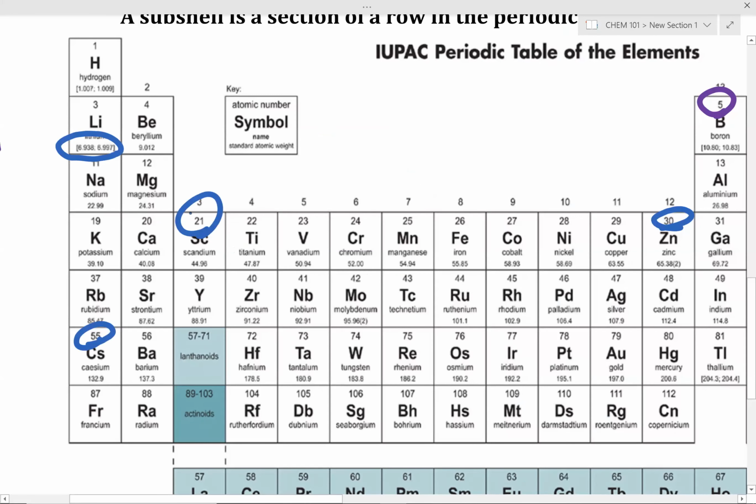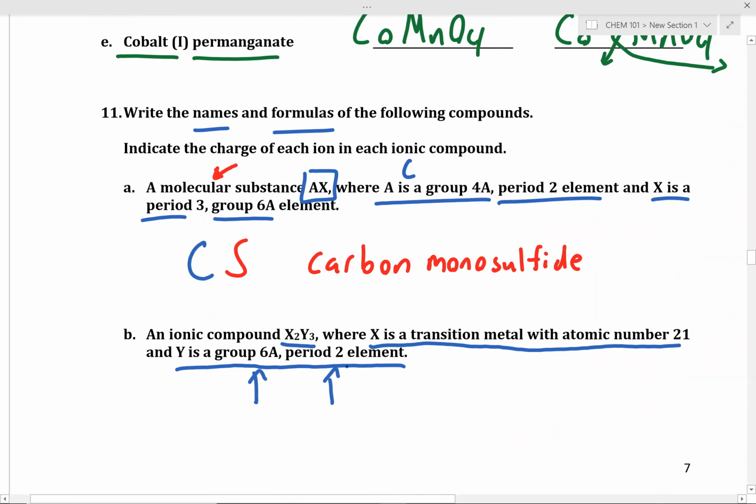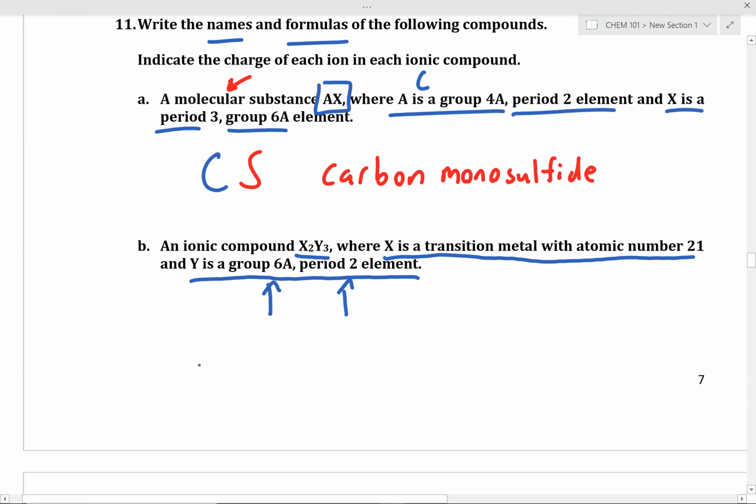Scandium. Okay. Perfect. And now let's zip over, and a group 6A, period 2 element, what does that correspond to? Oxygen. Okay. So filling in the blanks, we have scandium. We have 2 scandiums and 3 oxygens.